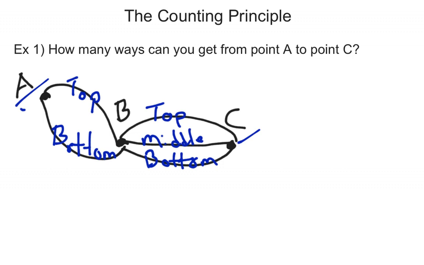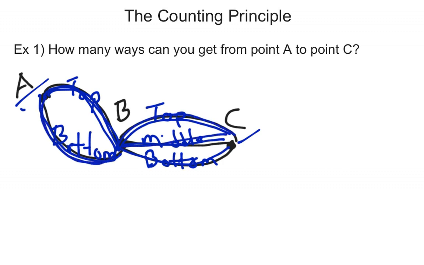Okay? Well, there's not too many choices here. We could probably count it up just by tracing over the lines. If I go the top to the top, that would be one route. If I go top to the middle, that's a second route. I could go top to the bottom, which is a third route. Then if I, from A to B, choose the bottom, I'd go bottom to the top, so that's option number 4. Bottom to the middle is option 5. Bottom to the bottom would be option number 6. So there's going to be 6 different ways to get from point A to point C.